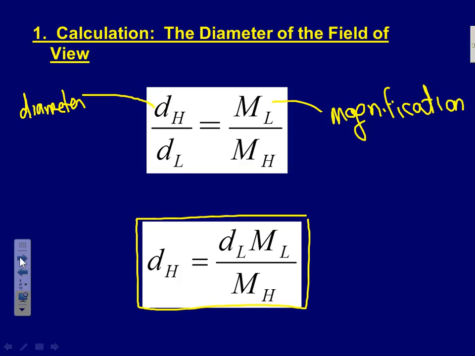So diameter high is equal to diameter low times magnification low, both L's, divided by the magnification high. So take the two L numbers, multiply them together, and divide by the other high number. Okay? And that's how you get the diameter of the high. We would get the same with medium, except I would just put M in the place of H for the medium power. Let's do a few practice calculations.